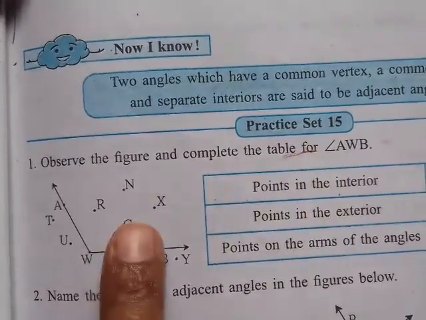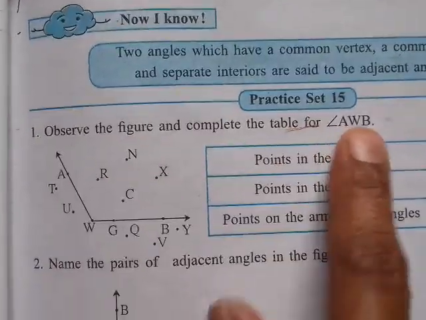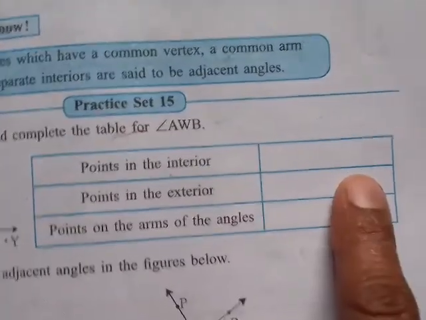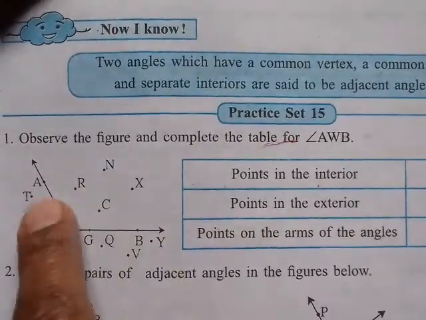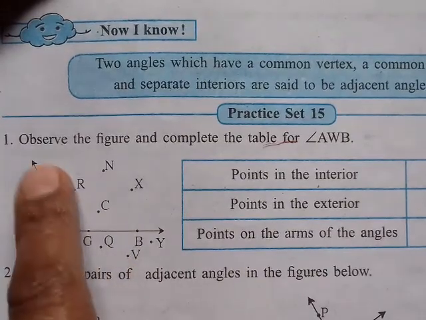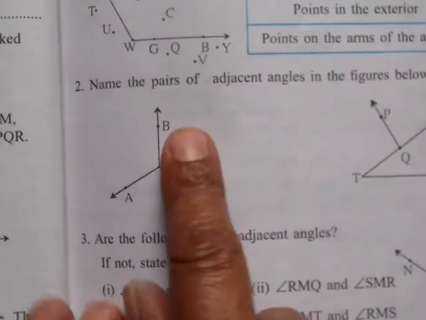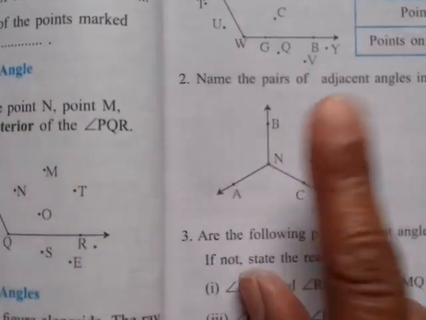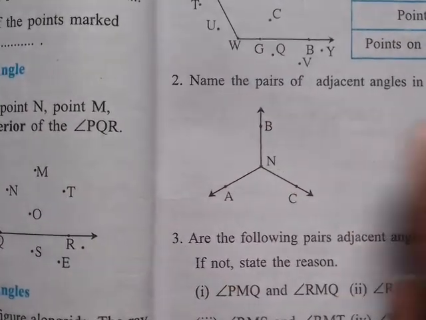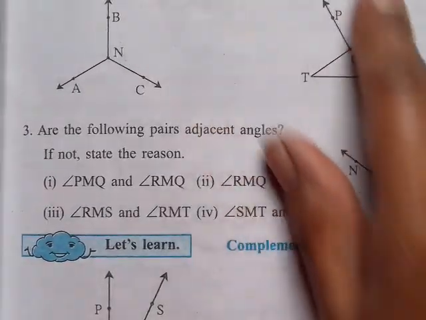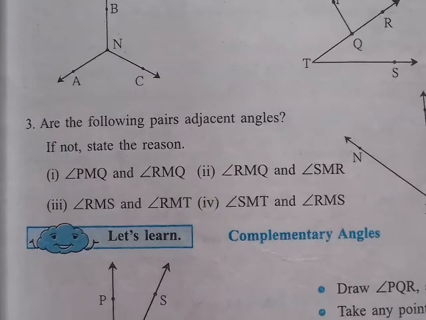Practice set 15. Observe the figure and complete the table. Write the points which are in the interior, the points which are in the exterior, and the points which are on the arms. Understood? If you have understood adjacent angles, you will be able to write the adjacent angle pair. Here also you have to write the adjacent angle pair. So you have to complete practice set 15.